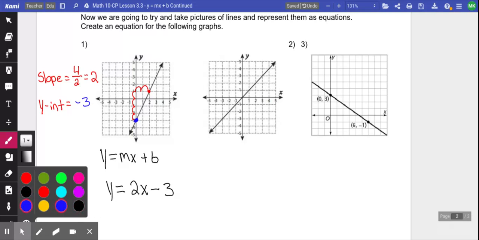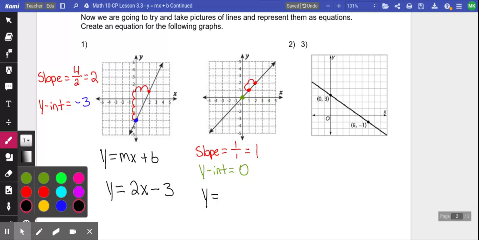If we look at the second one, we can do the same thing. So we need to figure out what the slope equals. Pick 2 points. Let's take a point right there and a point right there. It'd be up 1 over 1. So the slope is 1 divided by 1, which we know equals 1. The y-intercept is right in the center of the graph, which is at 0.